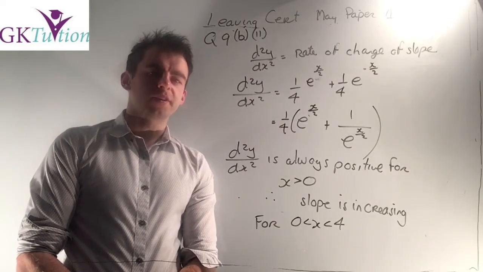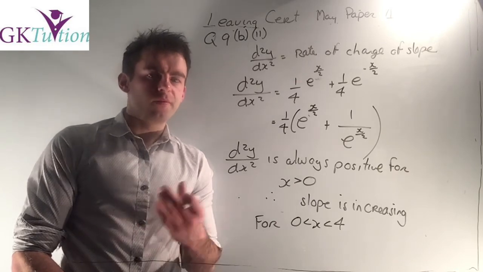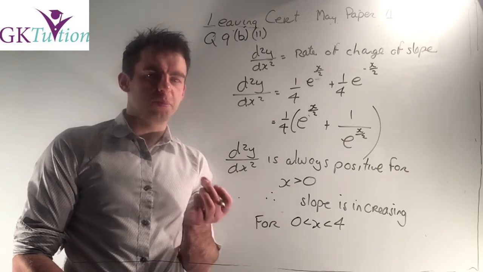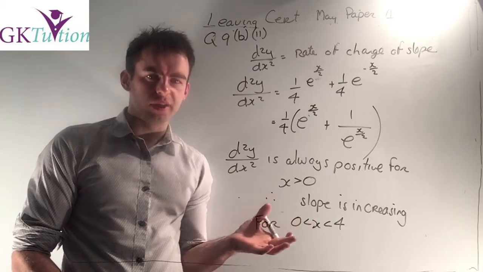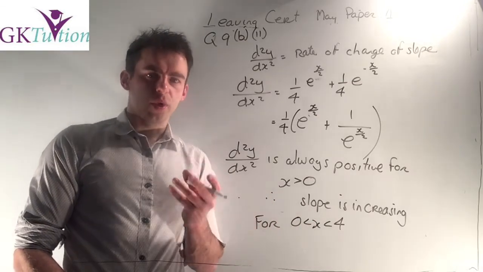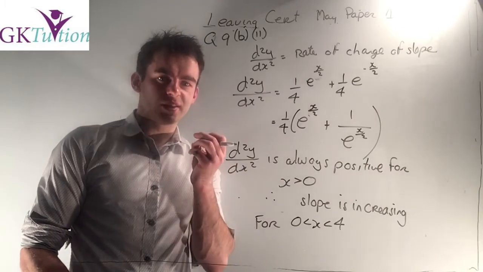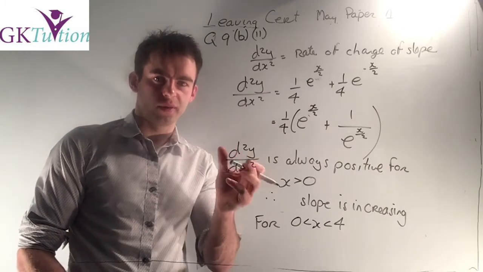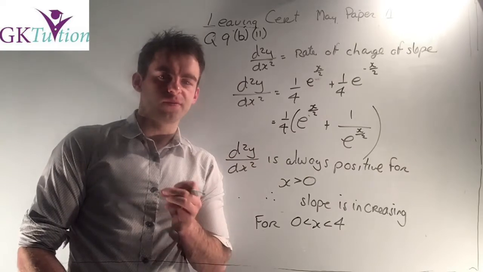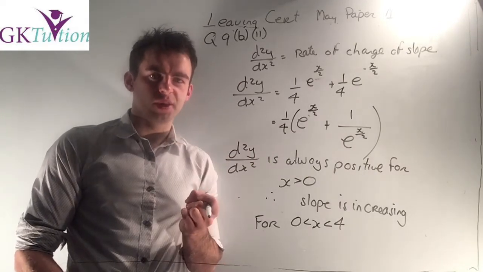Okay, there's 5 marks going now for B part 2. But we've more or less already done it. If you finished B part 1 correctly, you've more or less already done B part 2. The question says to show that the slope is increasing, that it's always increasing from 0 to 4. From x equals 0 to x equals 4, show that the slope is always increasing.